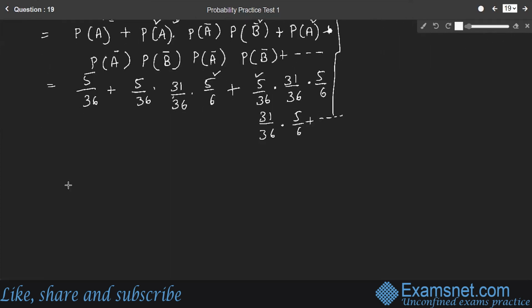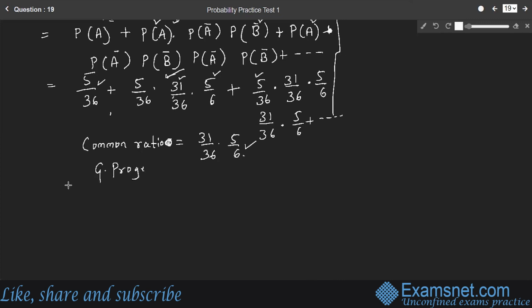Therefore, we have got a progression, right, which has a common ratio. Here we have got a series or progression. Here the common ratio is how much? 31 by 36 into 5 by 6, right? So if you divide the second term by the first term, you will get a ratio, which is called common ratio. Ratio between two consecutive terms is called ratio. So if it is common, then it is called common ratio, right? Therefore, the given progression or series is a geometric progression.